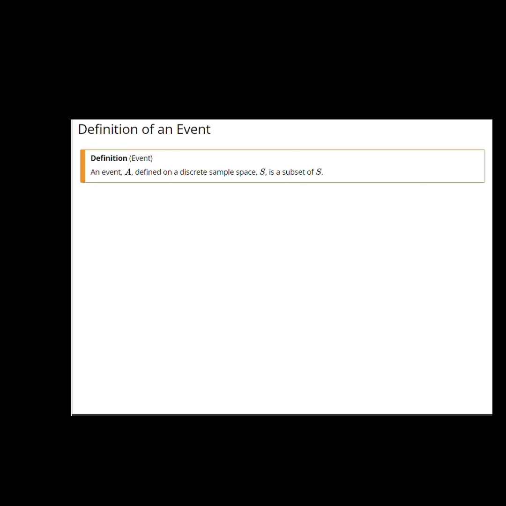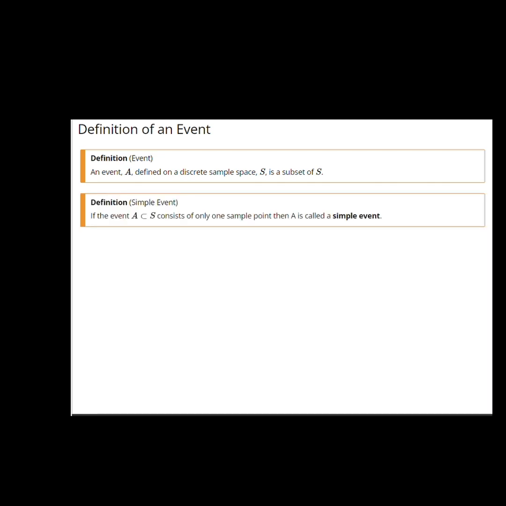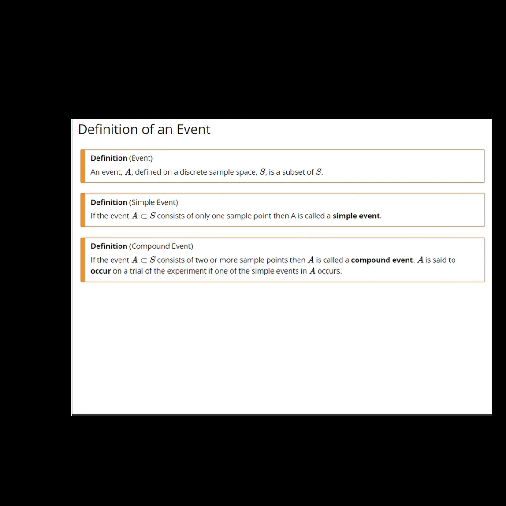An event A, defined on a discrete sample space S, is a subset of S. If the event A consists of only one sample point, then we refer to A as a simple event. There's nothing simpler than one indivisible outcome in an experiment. If, however, the event A consists of two or more sample points, then we refer to A as a compound event. In general, we'll say that an event A occurs on a trial of the experiment if one of the simple events in A occurs.